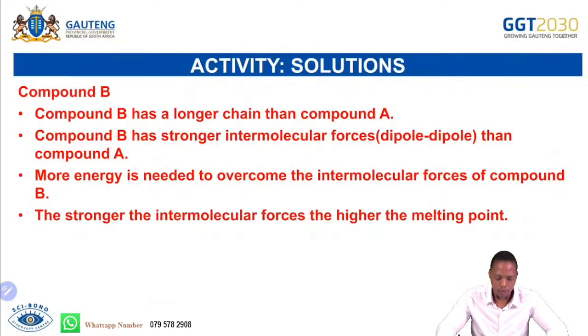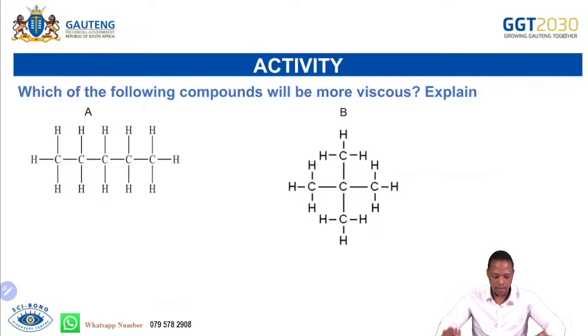I've chosen in terms of compound B. Compound B has a longer chain than compound A. That's the difference in the structure. Compound B has stronger intermolecular forces, dipole, than compound A. More energy is needed to overcome the intermolecular forces of compound B than those of compound A. The stronger the intermolecular forces, the higher the melting point. I've answered that question again. So that was factor number 2, where we were having the same homologous series, but different molecular sizes. Okay, let's look at number 3.